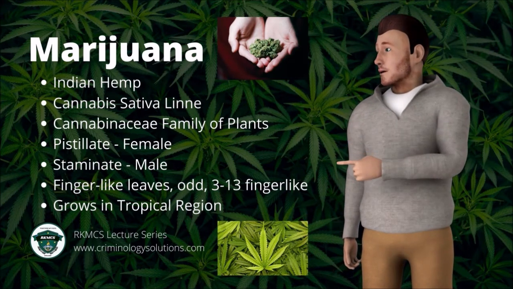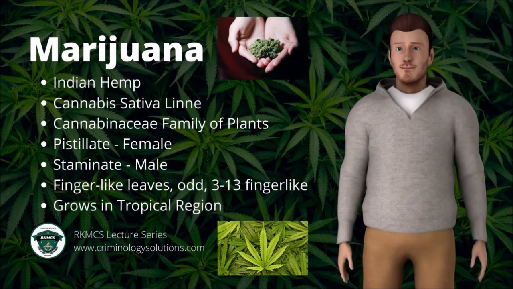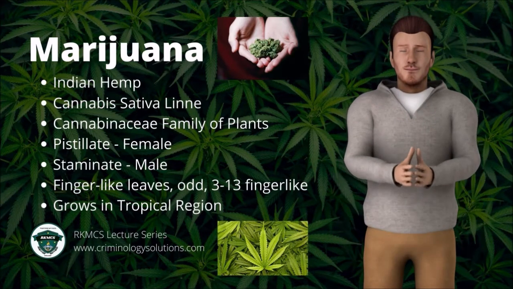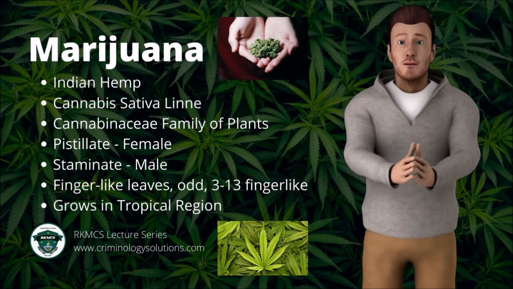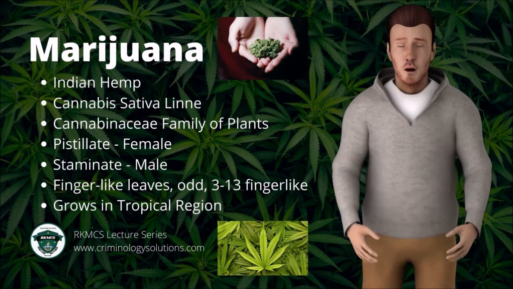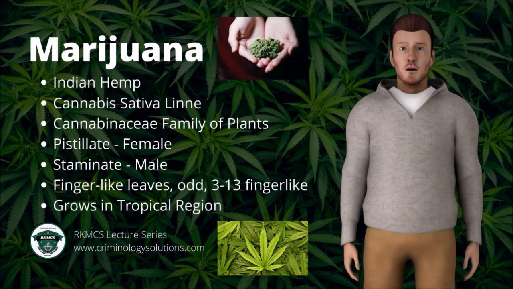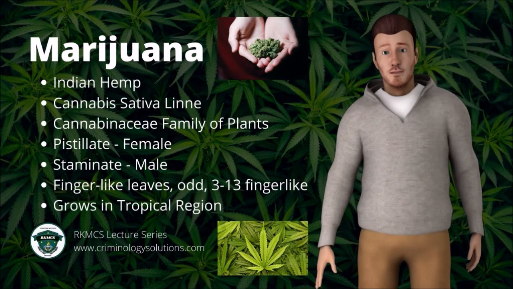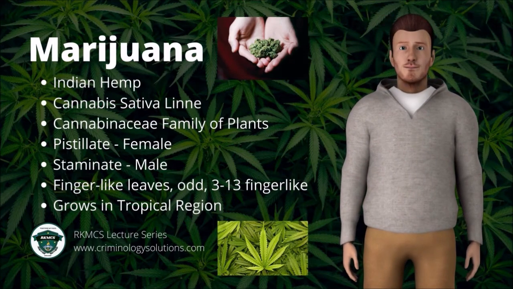taller but short-lived. The leaf of a marijuana plant forms a finger-like look, odd in numbers from 3 up to 13 finger-like leaves. This is why, in some slang terms, MJ is also called 5 fingers or 7 fingers. The stalk of the plant can attain a height of 3 to 16 feet. Its root can attain a length of approximately 8 inches.